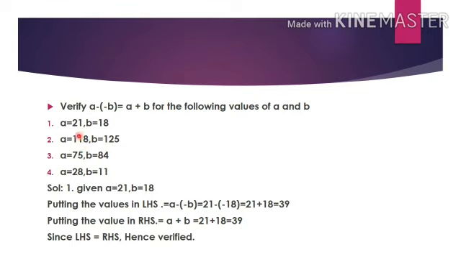Put the values 118 and 125 into the left hand side. Then two negatives become positive, and we get the answer. We get the same answer on the right hand side. Both answers are the same because a minus b is equal to a plus b. The equation is verified for the first question. In the same way we can prove the second, third and fourth. We can simply prove this equation. If you have any doubt, please contact me.